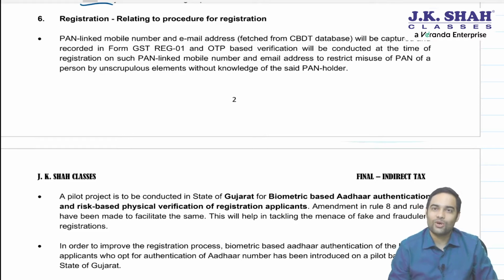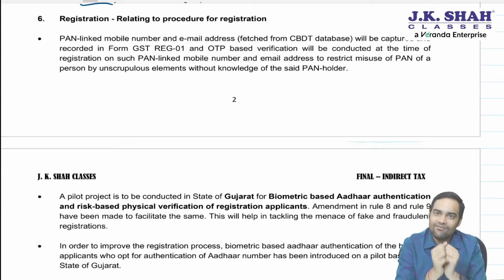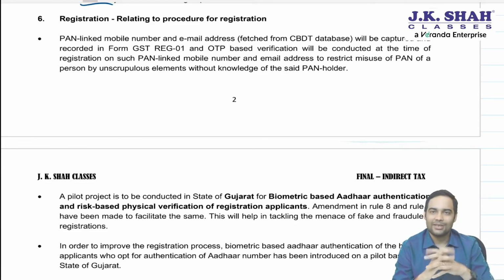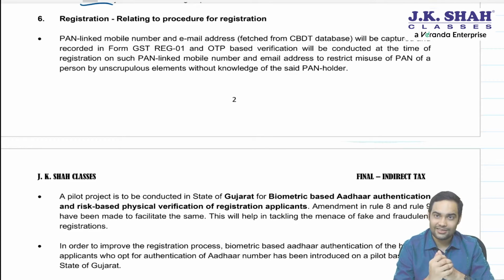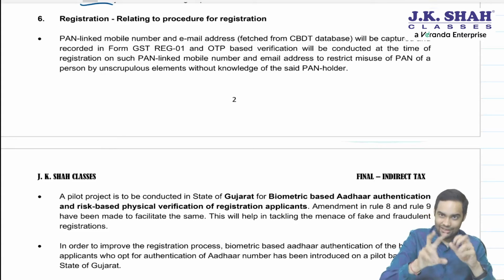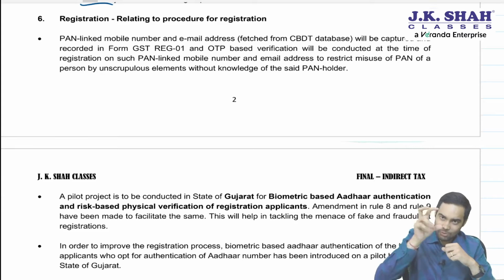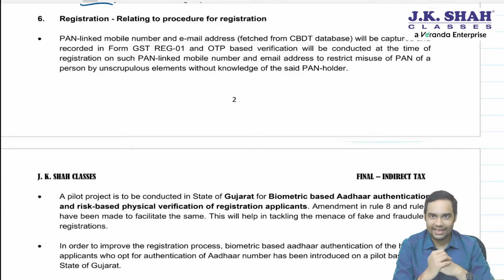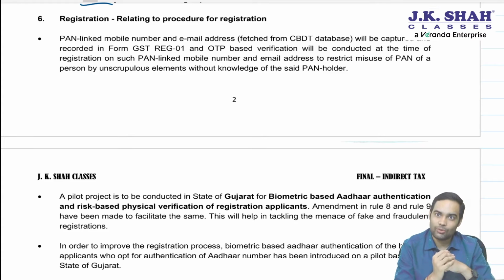The second important thing which has taken place is, suppose the common portal identifies a transaction to be a high risk case. Say at a particular place a good number of registrations are being taken and you know that that place cannot have so many registrations. Then the common portal will identify it as a high risk case, and the moment it does, biometric based Aadhaar authentication will have to be done.